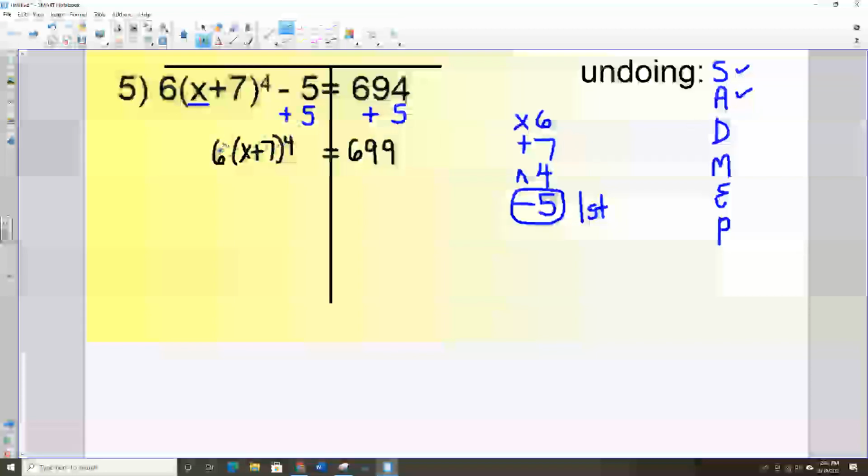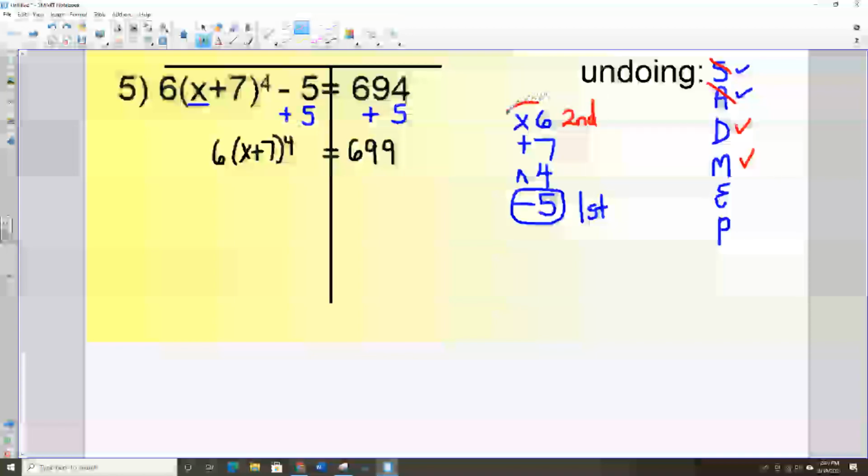All right, so we have taken care of subtracting and adding. Now we have to decide, are we going to undo this times 6 in front? Are we going to undo the plus 7? Or are we going to undo taking it to the fourth power? Okay. The correct answer is that we are going to, again, look at SADMEP. We've taken care of subtracting and adding. Now we're going to take care of dividing and multiplying. And that's that 6 right there. So our second thing we're going to take care of is the times 6.